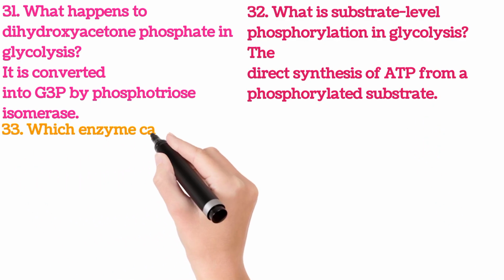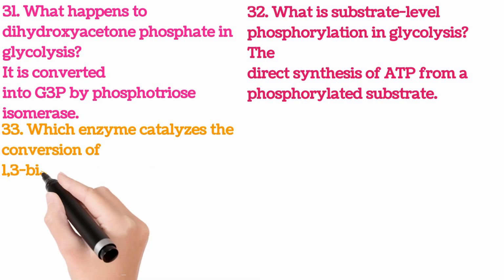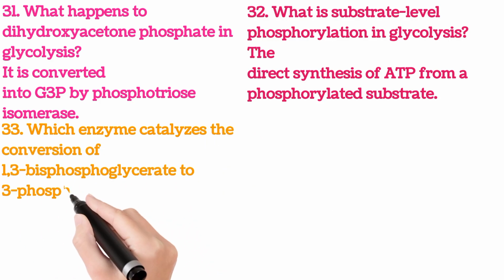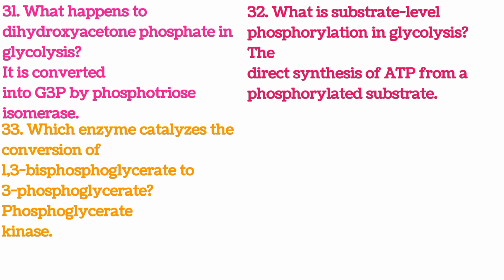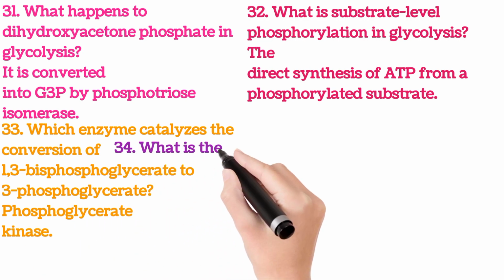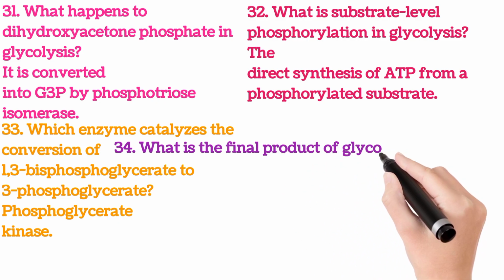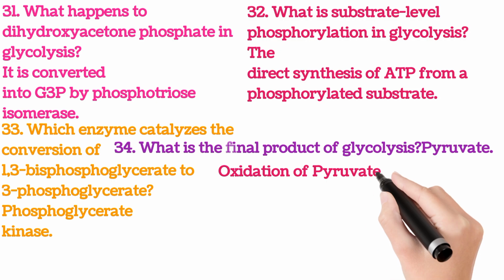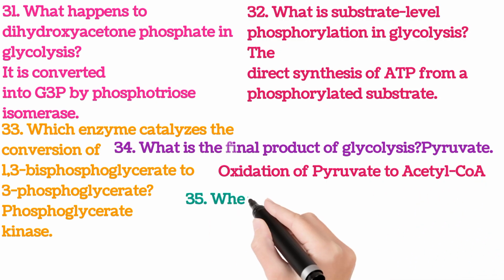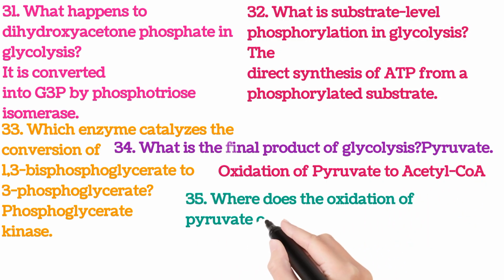33. Which enzyme catalyzes the conversion of 1,3-bisphosphoglycerate to 3-phosphoglycerate? Phosphoglycerate kinase. 34. What is the final product of glycolysis? Pyruvate. Oxidation of pyruvate to acetyl-CoA. 35. Where does the oxidation of pyruvate occur?